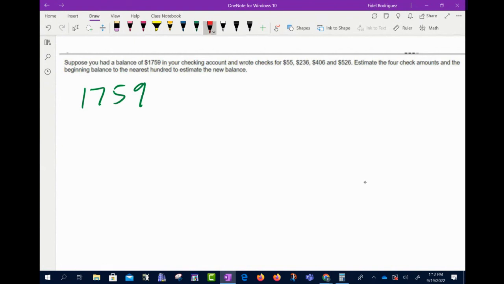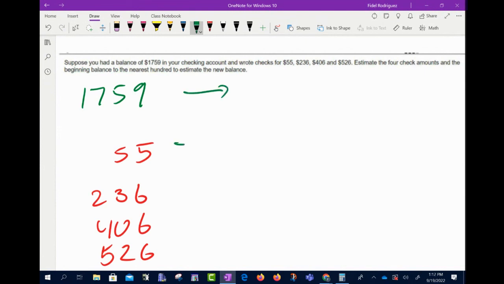Okay, so the first thing I'm going to do is write 1759. That's how much we had. And now I'm going to write 55, 236, 406, 526. Okay. Now, what we're going to do here is round each of those numbers to the nearest 100.